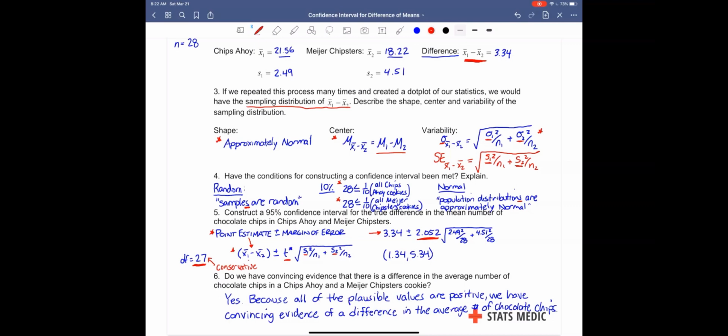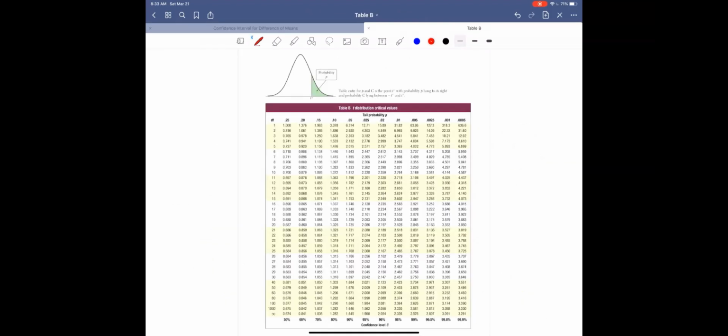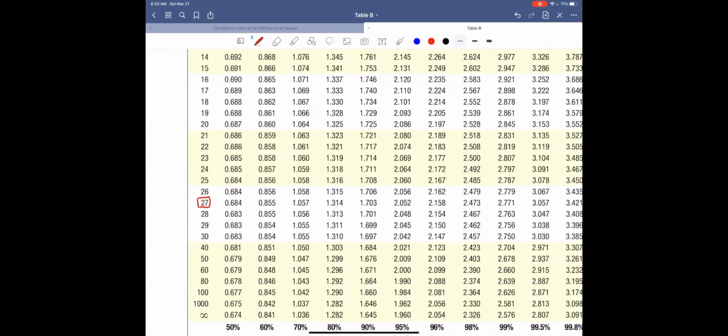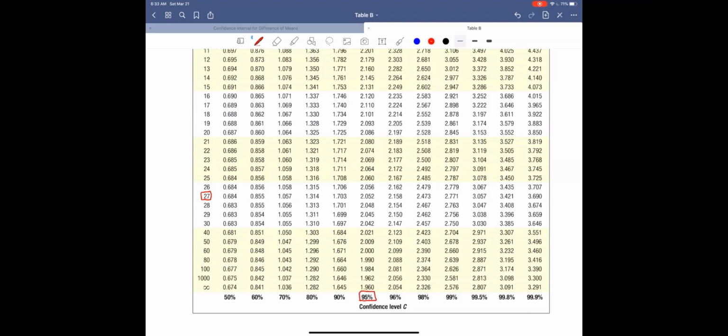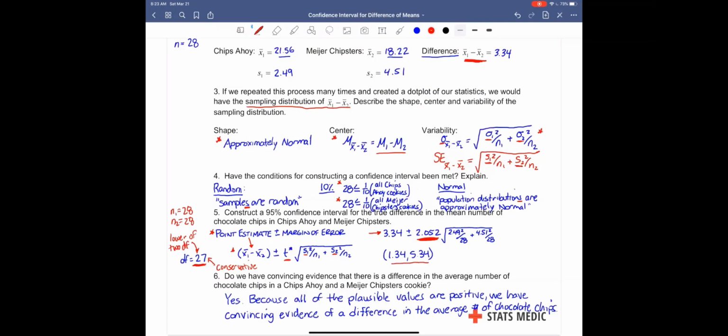And the way the conservative approach works is that you look at your 2 sample sizes. In this case, both of our sample sizes are 28. And you find the degrees of freedom for each one of them. Well, of course, the degrees of freedom is 27 for both of them. And then you take the lower of the 2 degrees of freedom. And in this case, they're both 27, so the lower of the 2 degrees of freedom is 27. So we call that the conservative degrees of freedom. So with our conservative degrees of freedom of 27 and our confidence level of 95%, we arrive at a t-star value of 2.052. And ultimately to arrive at our confidence interval of 1.34 to 5.34.